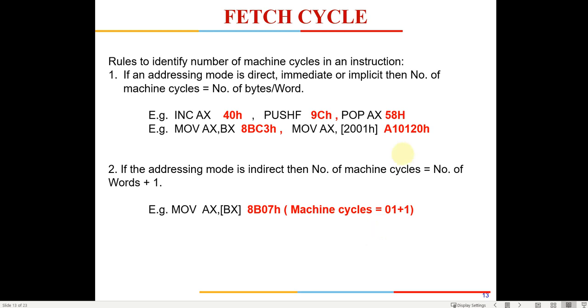Yes, sir. Okay, understood. This is only an example, but there could be more than two machine cycles also. You can have a lengthy opcode also, where you have extra things like BX plus SI and an offset of a word also. Those kind of instructions are also there. And if it is an indirect addressing, you need to add one more address machine cycle there. That is also important.